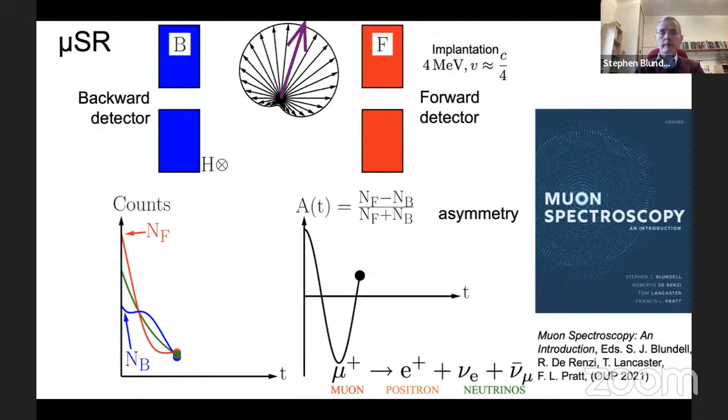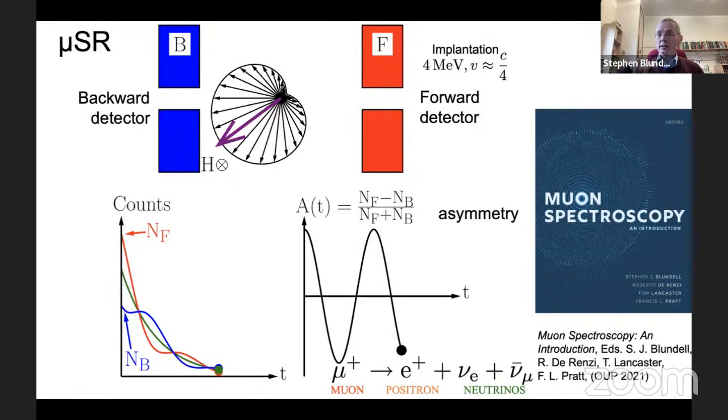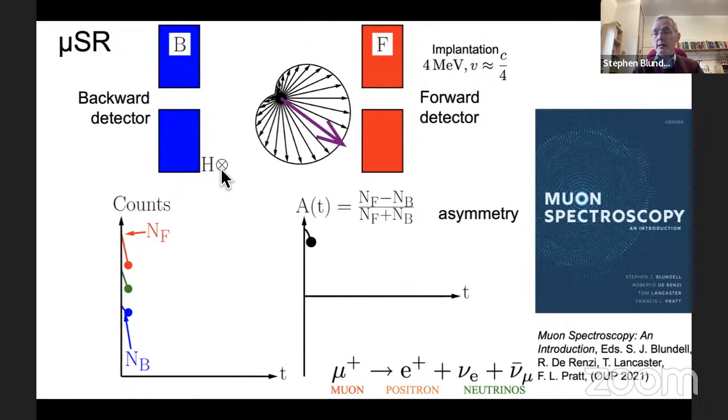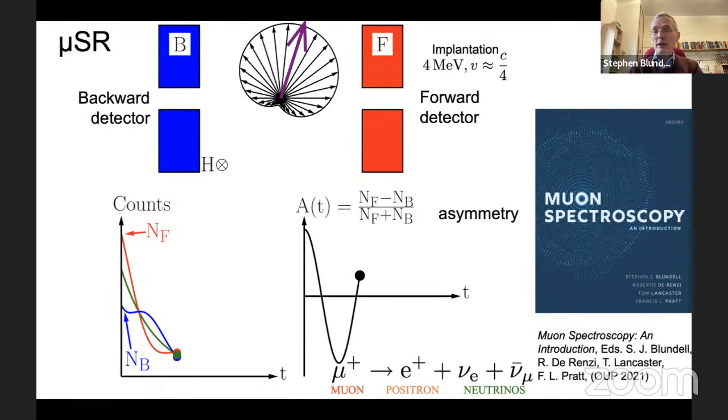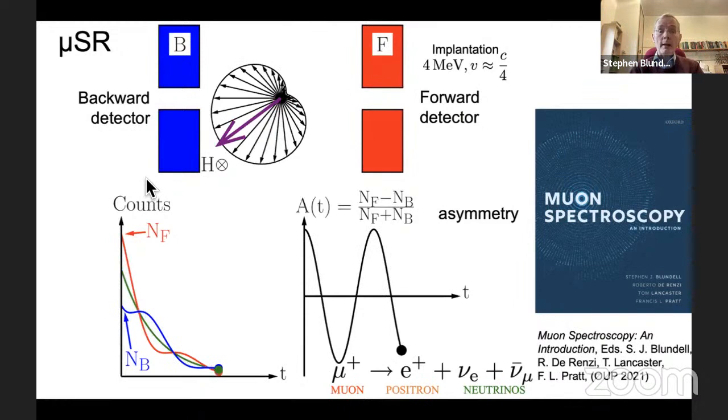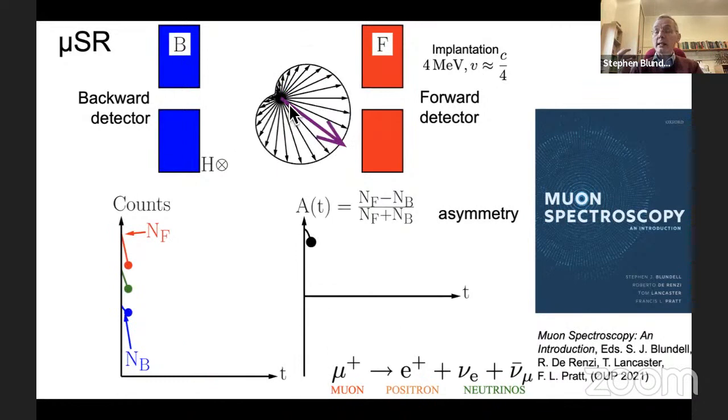So no resonance, no radio frequency fields, no microwave fields. This is just watching it precess in the sample. Now, of course, I've done this by applying a magnetic field, and so this is the world's most expensive magnetometer. This is not a sensible way of measuring magnetic fields, just applying a magnetic field. But of course, what we can do is not apply a magnetic field and have the magnetic field that causes the muons to precess be the internal field inside the material. And that's what we will do next.